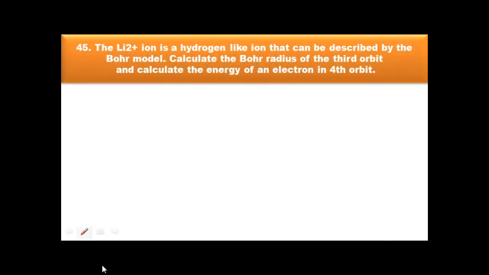The next question, question number 45. The lithium 2+ ion is a hydrogen-like ion that can be described by the Bohr model. Calculate the Bohr radius of the third orbit and calculate the energy of an electron in the fourth orbit. So the first one, Li 2+ is a hydrogen-like ion.